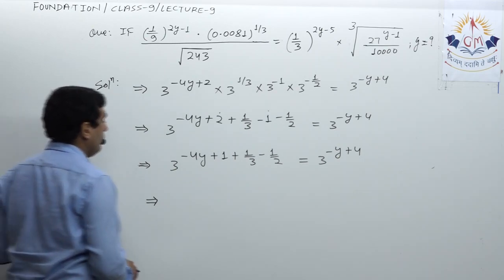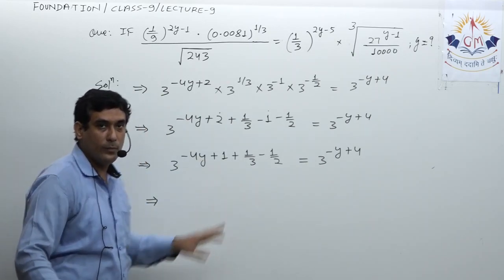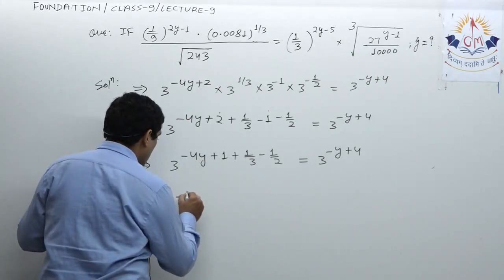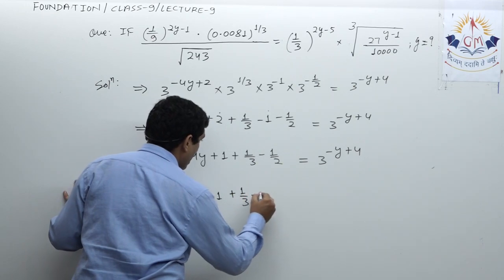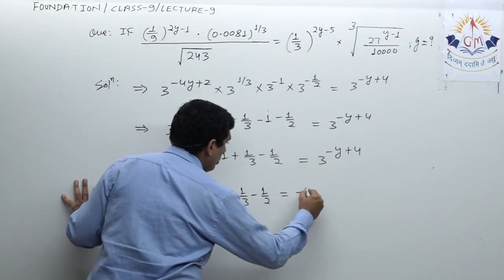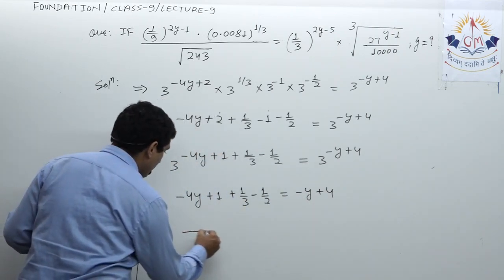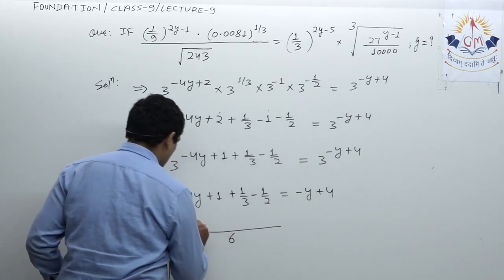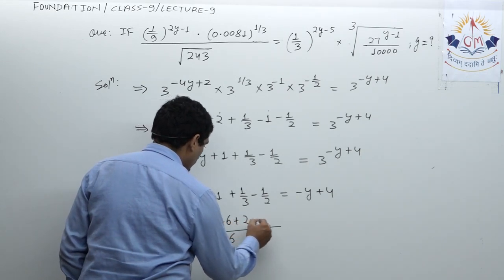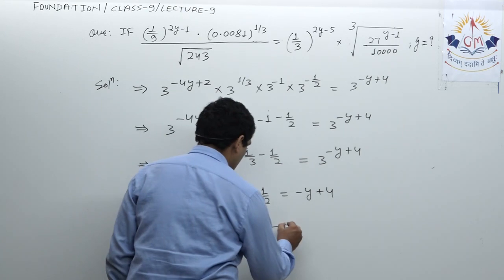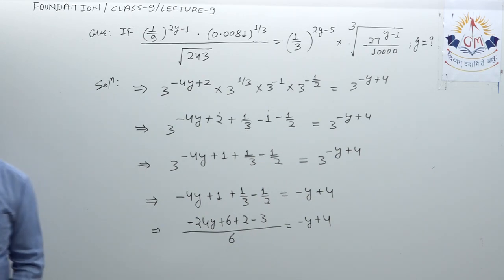Okay, so now further, here I can say the bases are same on both the sides, so powers must be equal. So here I can say minus 4y plus 1 plus 1 by 3 minus 1 by 2 is equal to minus y plus 4. Okay, now here I'll take LCM, that is 6. So here I'll get minus 24y plus 6 plus 2 minus 3 is equal to minus y plus 4. So note it down up to this point, then we'll see its solution further.